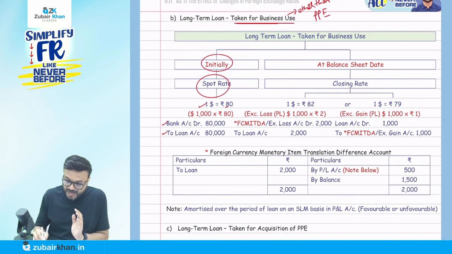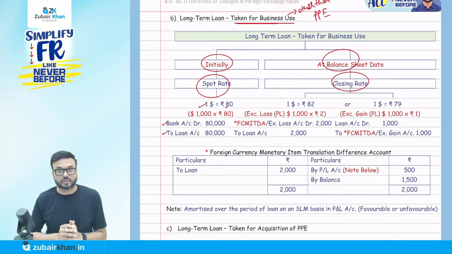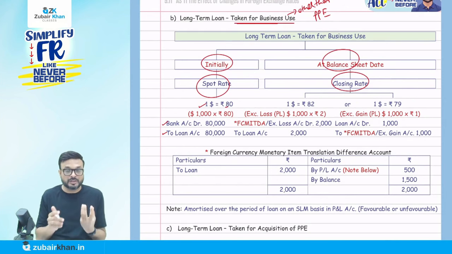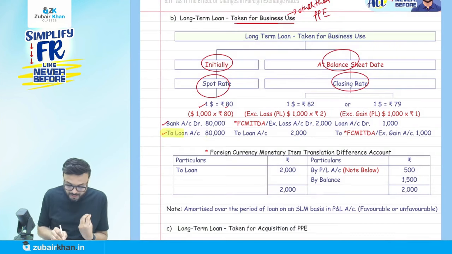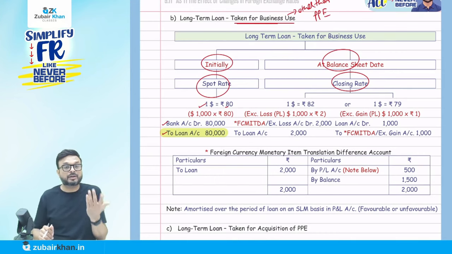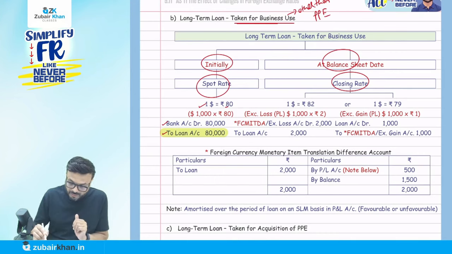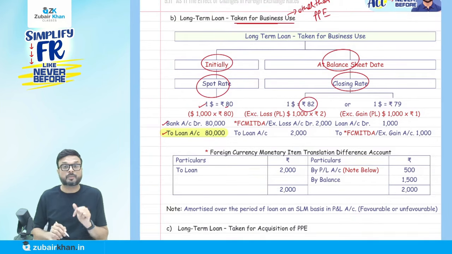Now, at the balance sheet date, I have to use the closing rate. Again, the loan is a monetary item, so it has to be recorded at the closing rate. But here the difference is that we have the option either to take it to P&L or to follow another treatment, which I will discuss with you. Now suppose on the balance sheet date, $1 is equal to rupees 82.